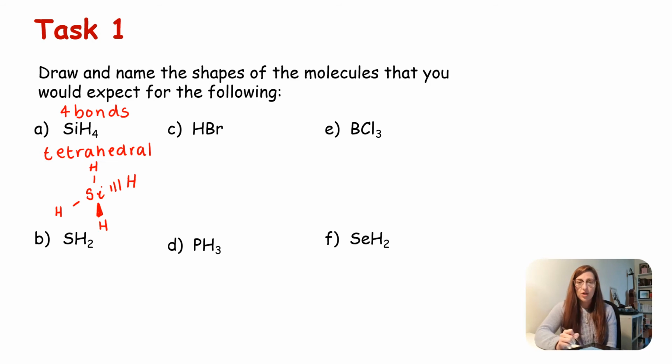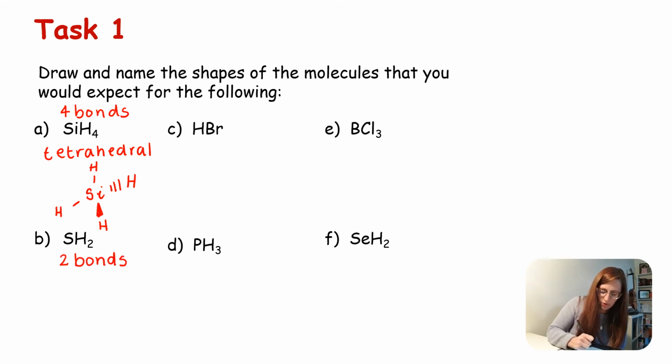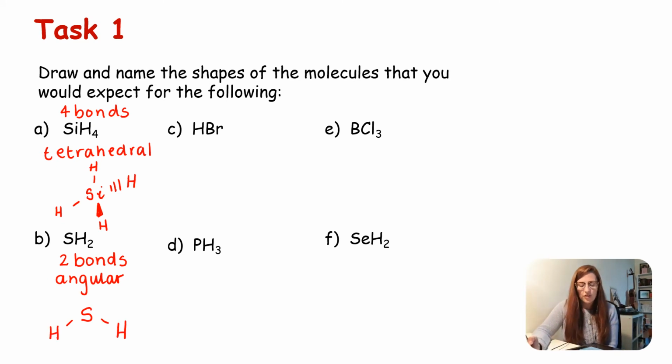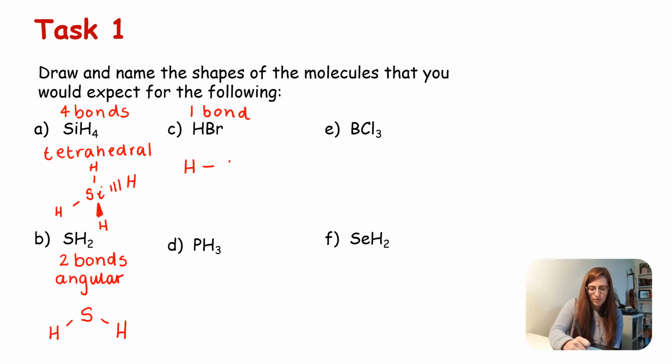For B, we've got a sulfur atom bonded to 2 hydrogens. So that molecule is going to have 2 bonds in it, so the shape of that molecule is going to be angular. We'll have our sulfur atom bonded to 2 hydrogens. For C, we've got a hydrogen bonded to bromine, so that is 1 bond. We'll have our hydrogen with 1 bond to bromine, and that is a linear shape.